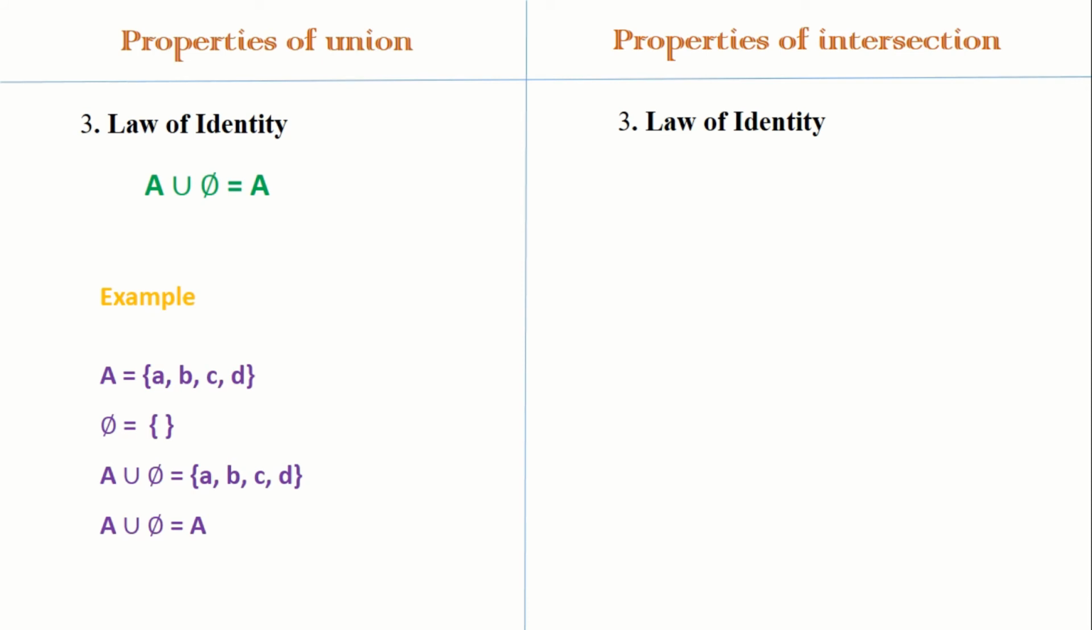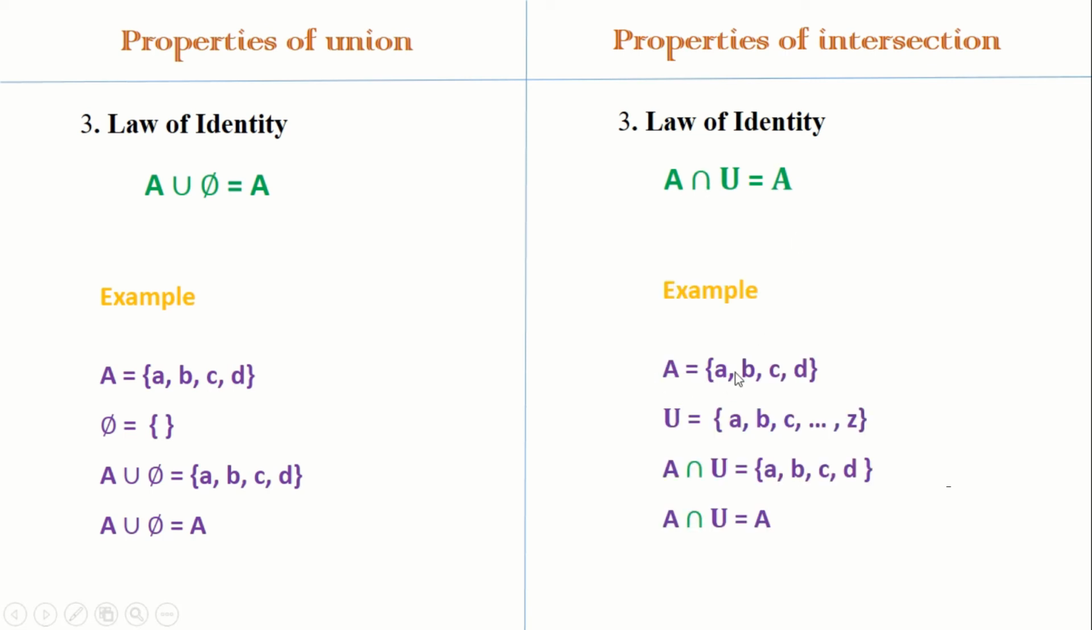Next, the law of identity for intersection. The set intersection with the universal set yields the set itself. Hence, the universal set is the identity of the intersection operator. See here, the set A intersection the universal set will give the set A itself. Thus, the universal set is the identity for the intersection operator. For example, now the set A has the elements a, b, c, d and the universal set consists of the elements from a to z, which are all the letters of the English alphabet.